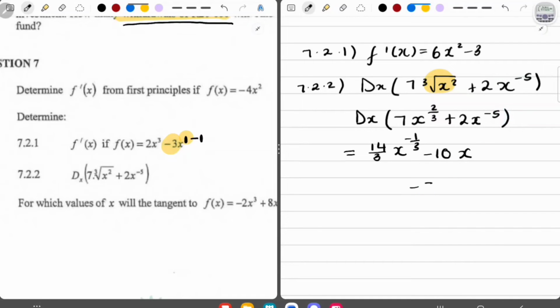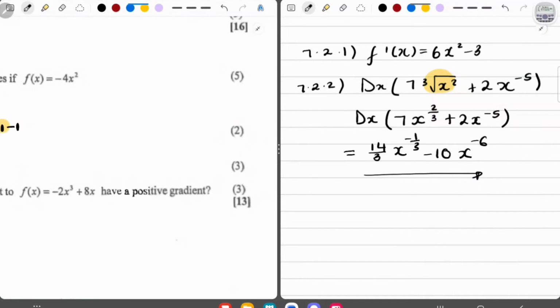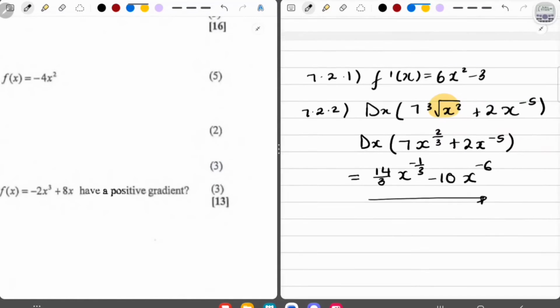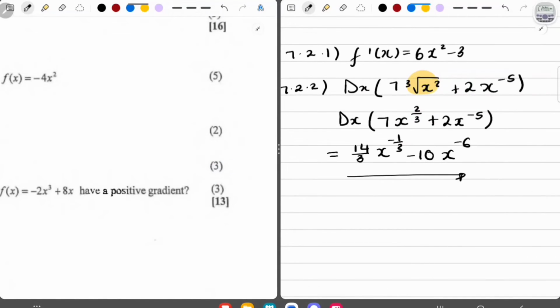Then your exponent is negative 5. You're going to subtract 1 from it, which gives you negative 6. Okay, and that is our answer. So this is for 3 marks. There is no real requirement for you to write the negative exponents as positive exponents. You don't really have to write those as a positive exponent. At this point, it's okay.